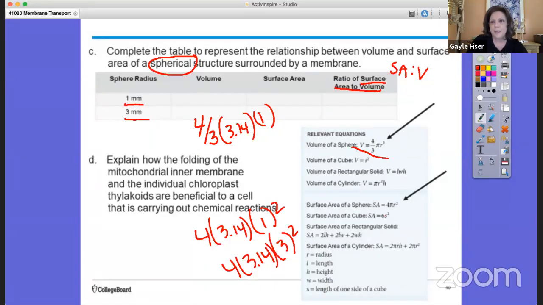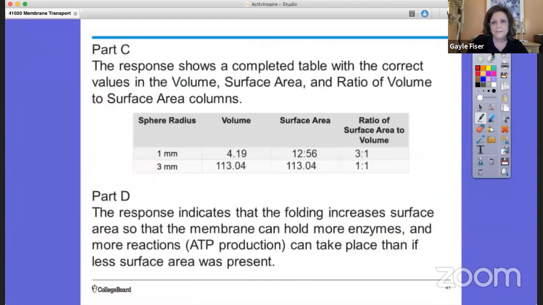Okay, let's take a look at our scoring guidelines. Your table should look like this: 3 to 1 for our 1 millimeter ratio, and then 1:1 for our 3. This is a larger cell, or a larger sphere. So this smaller one absolutely should have a greater ratio of surface area to volume, 3:1. This means it's going to be more efficient in moving molecules in and out of that cell, processes that it needs to take care of.